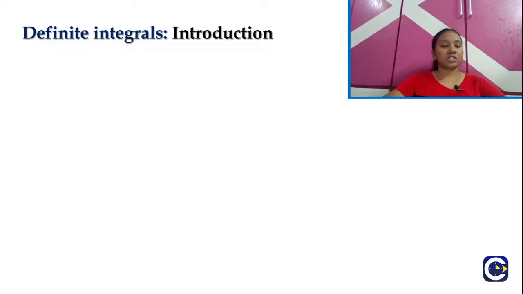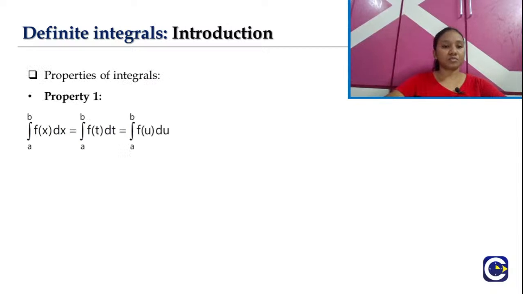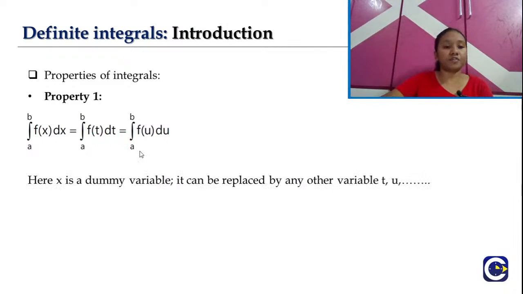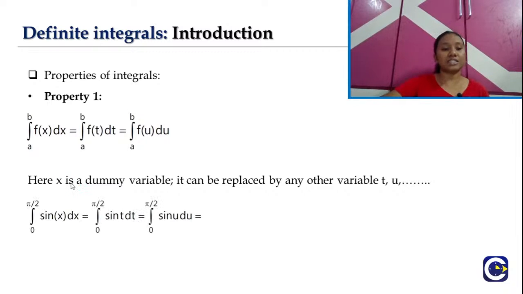So the first property here is integration of f of x dx from the limits a to b. That will be equal to integration of f of t dt, or integration of f of u du. That means whatever the variable can be. In this property, they are saying it can be x, it can be t, it can be u. So we can actually do that. Here x is nothing but a simple dummy variable. It can be replaced by any other.